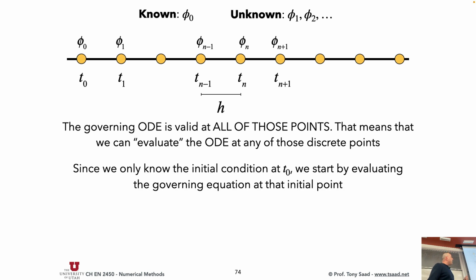Now, since we only know the initial condition at T0, we start by evaluating the governing equation at that initial point. So we're going to say d phi by dt at T0. Now, pay very close attention here. This is kind of obvious, d phi by dt at T0. But the right-hand side is also evaluated at 0. It's very important to recognize that what's in the parentheses here is T0 and phi 0, okay?